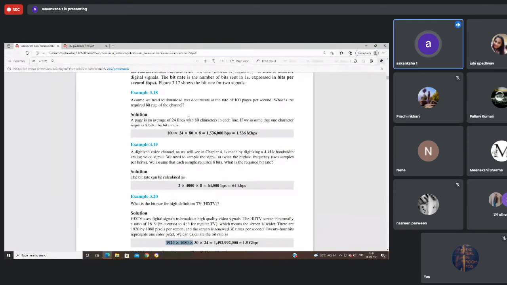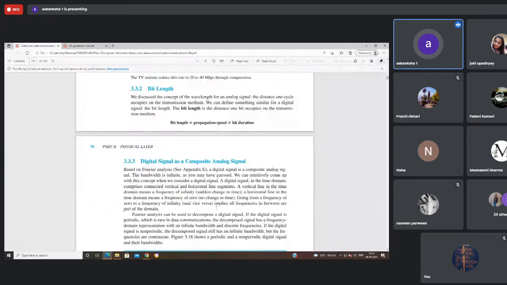So for digital non-periodic signals, we compute the bit rate, because we cannot compute the bandwidth based on frequency and the period, since they are non-periodic. The next one is bit length. How do you compute the bit length? We discussed the concept of wavelength for analog signals. For a sine wave, we say wavelength.